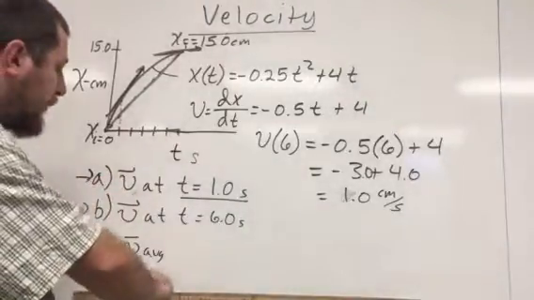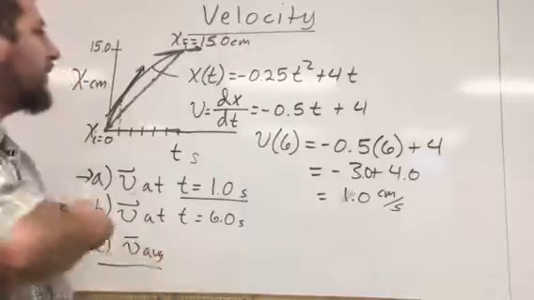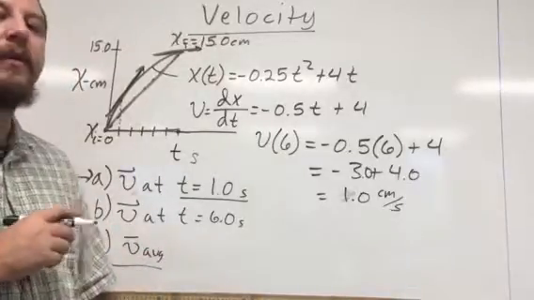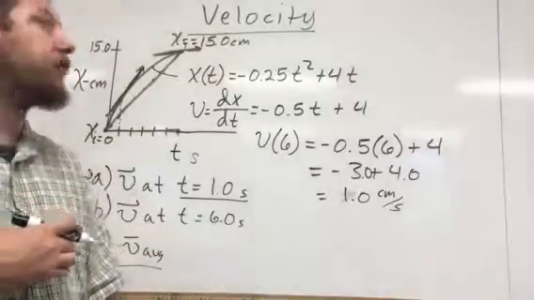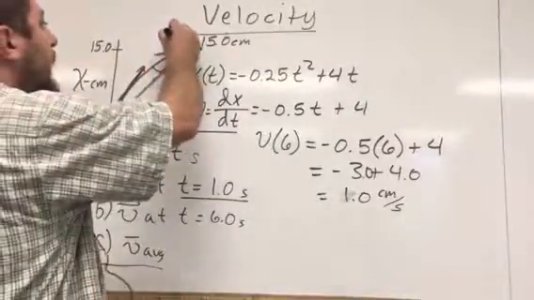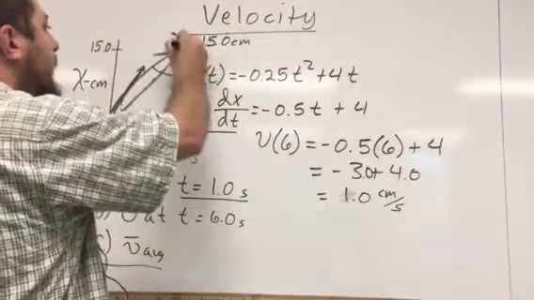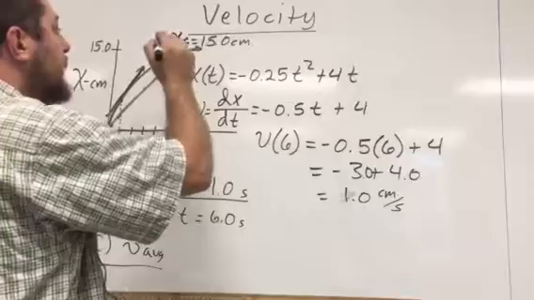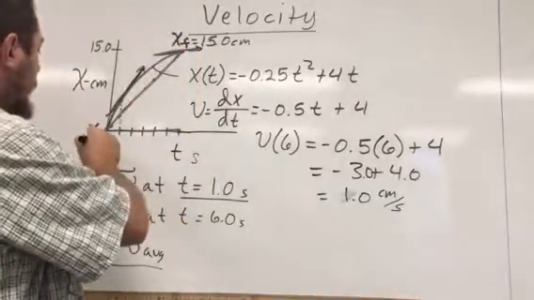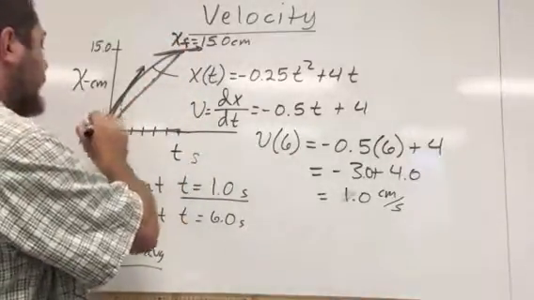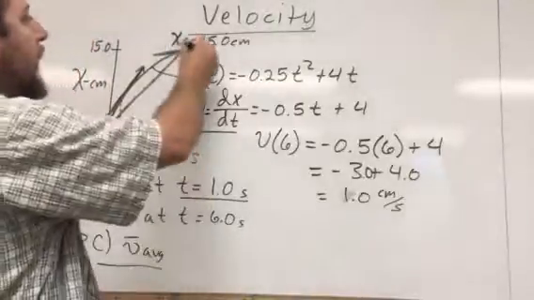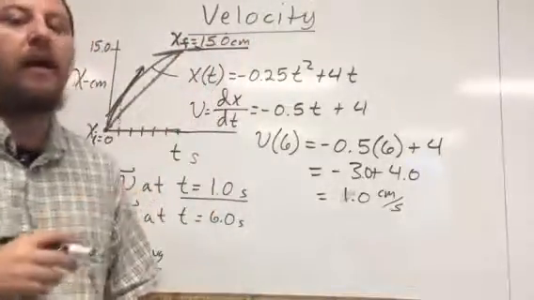But now what we want to do is find the average velocity over the entire trip. Okay, we want to find the average velocity over the entire trip. So that means I need to find what my position xf is and what my position xi is. Now xi is of course 0, and here I have written 15 centimeters.